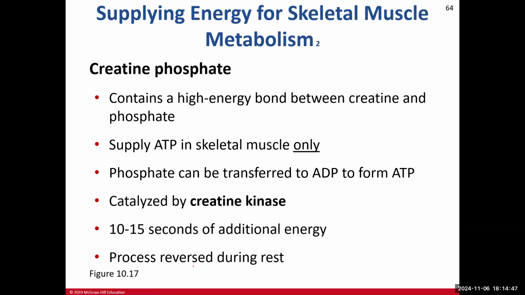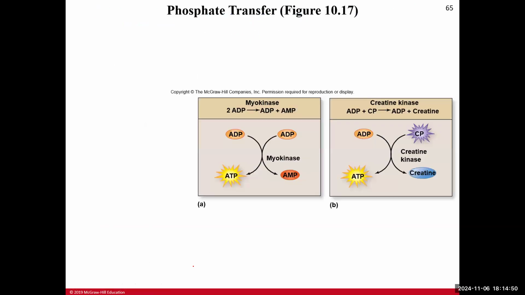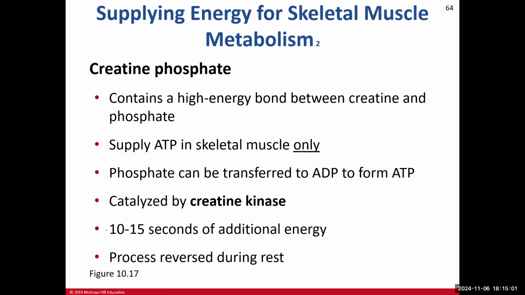All right, so here's what we're going to see. Much like what I showed you on this slide with the myokinase, we're going to see a very similar type of scenario here with the creatine. First, creatine phosphate is only in our skeletal muscle tissue. Unfortunately, it's not in our cardiac muscle tissue, and it's not in our smooth muscle tissue. But this creatine phosphate, think of it like a donor, blood donor, kidney donor, whatever you want to call it. It has a phosphate molecule attached to it.